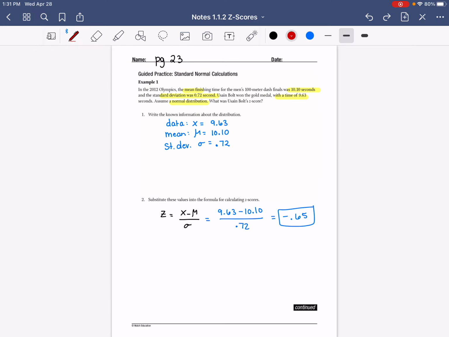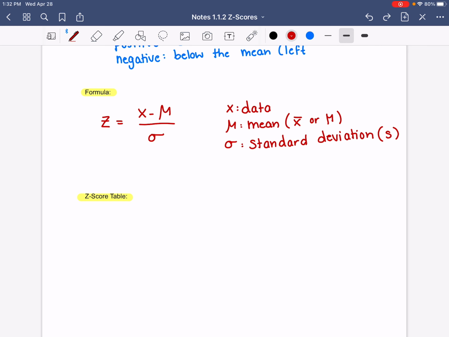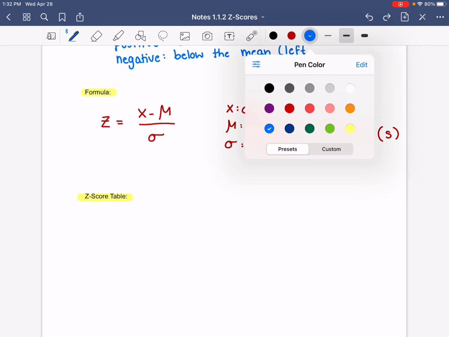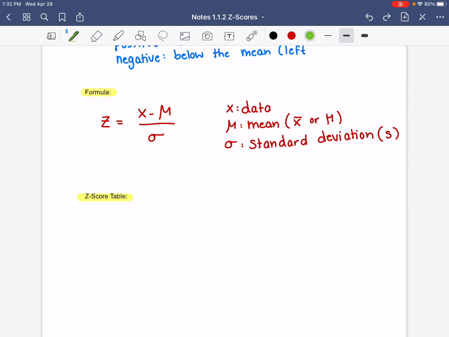All right, now we're going to talk about how to use something called the Z-score table. So the Z-score table, we have one in our workbook that we're going to use, but basically this is a table that's used to find the percentage to the left of your Z-score. So it's just a table used to find the percent of data to the left of a z-score.